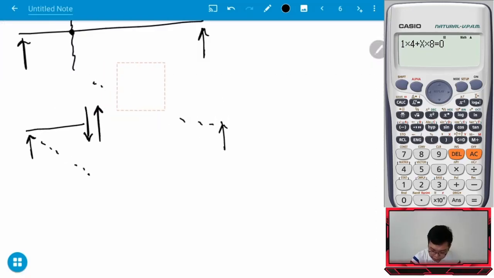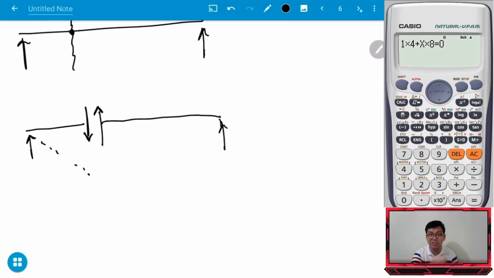Ay, sorry. Naririnig nyo ba? Yung mic ko, ang ginagamit ko ay yung tablet lang, kaya wala pa akong noise cancellation.